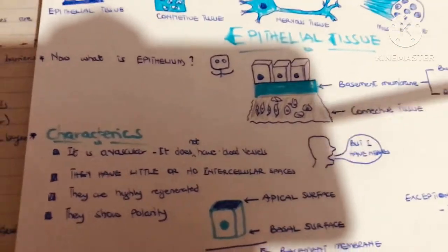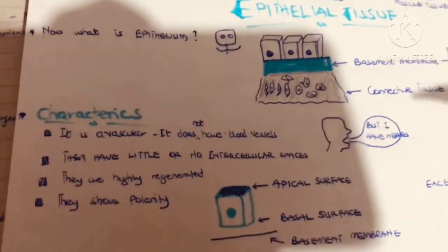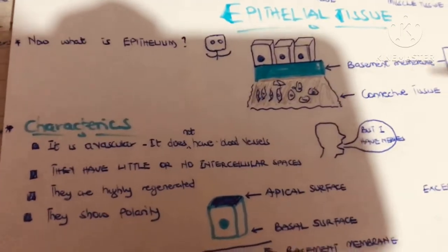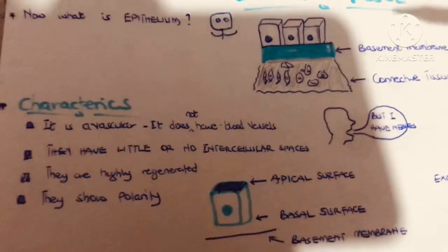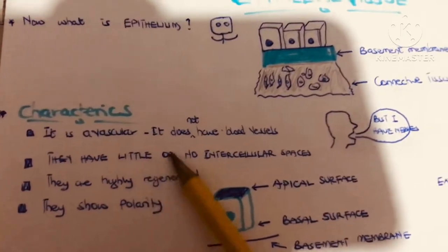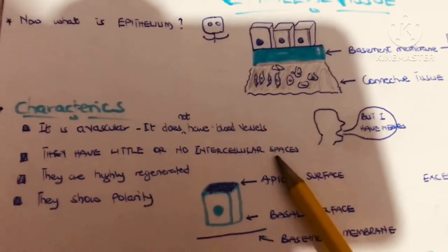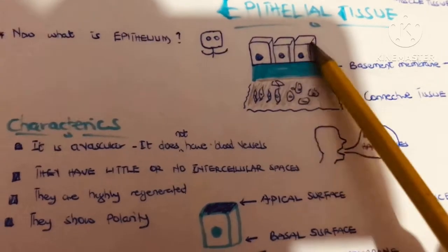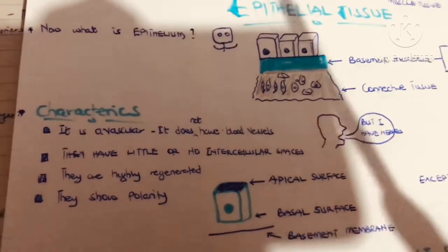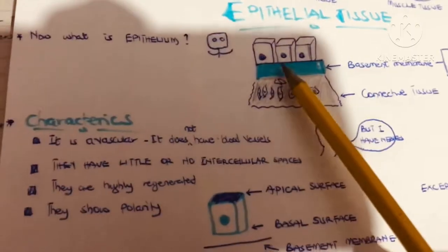Now let's look at some of the characteristics of epithelial tissue. Already we know that the epithelial cells are closely packed, meaning that there is little or no intercellular space. So there is no space between them. They are closely packed. You understand? So that's one characteristic of epithelial tissue.